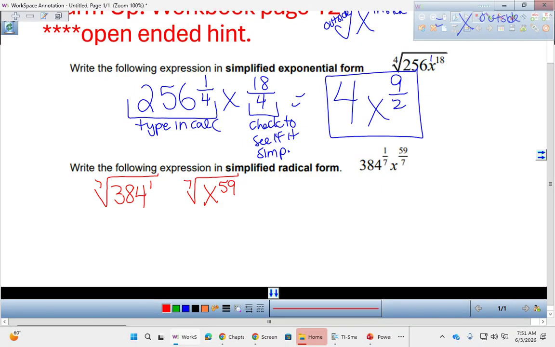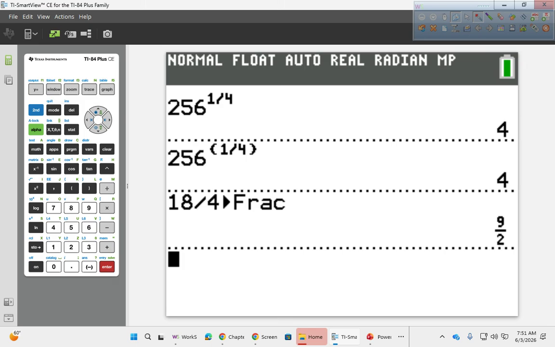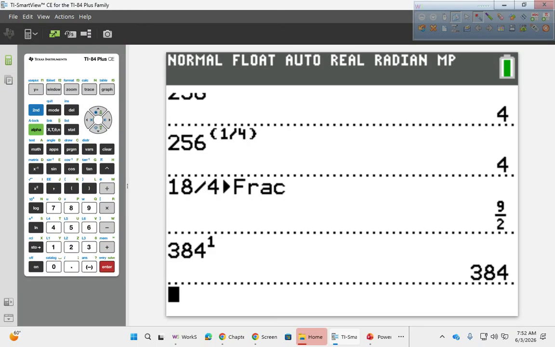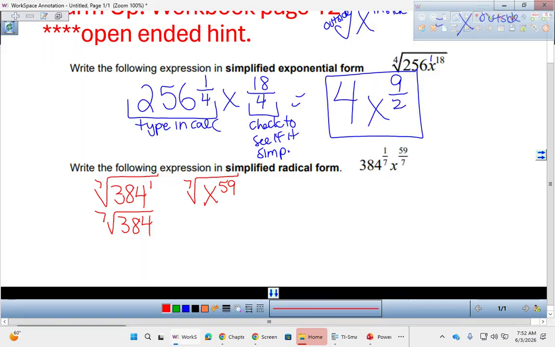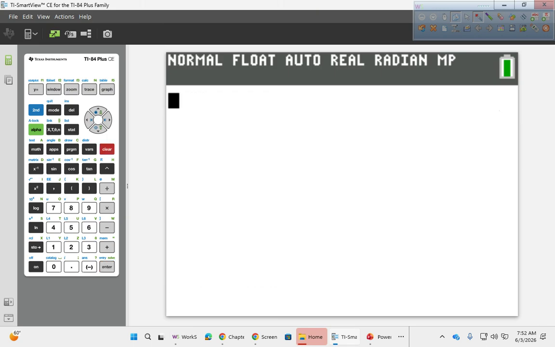What's 384 to the first power? It's just 384. If you don't know that, you can type it into your calculator. 384 to the power of 1. It's just 384, so I don't need that power of 1. All right? So the first thing that I'm going to do with that number is I'm going to math 5 it, and I'm going to see if it reduces nicely. So math 5, this is the 7th root of 384. If this is a whole number, then I'm just going to write it as a whole number.